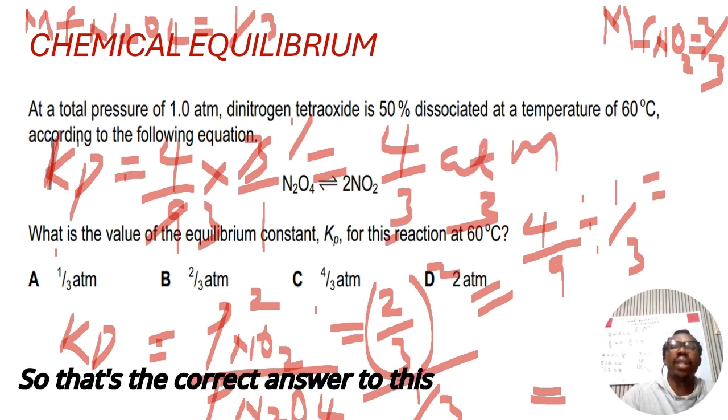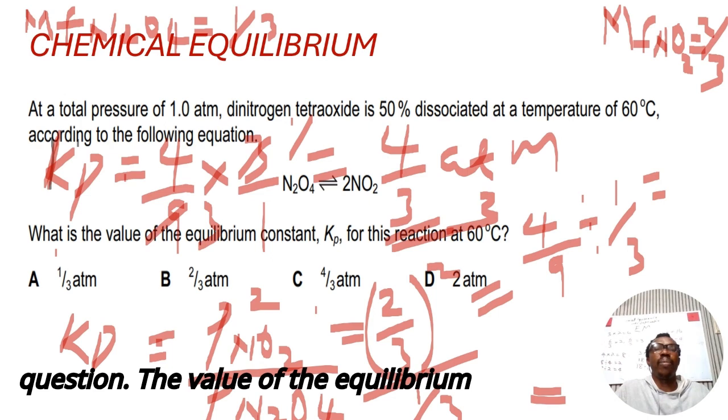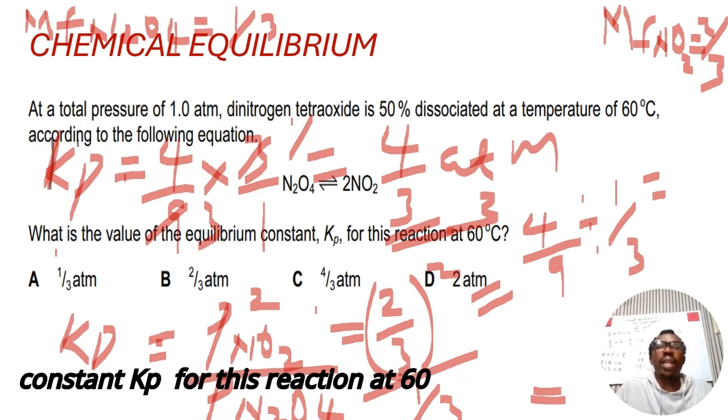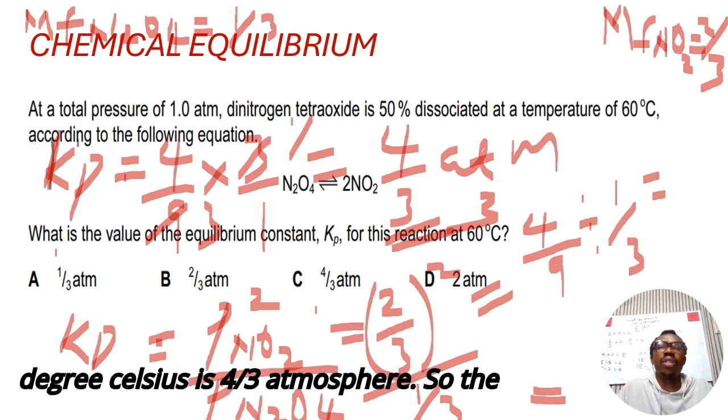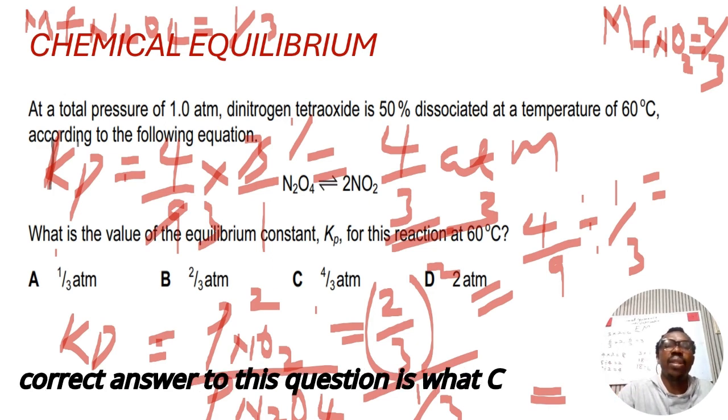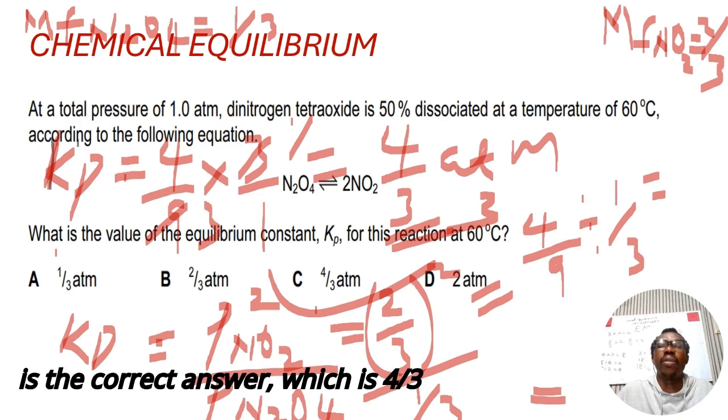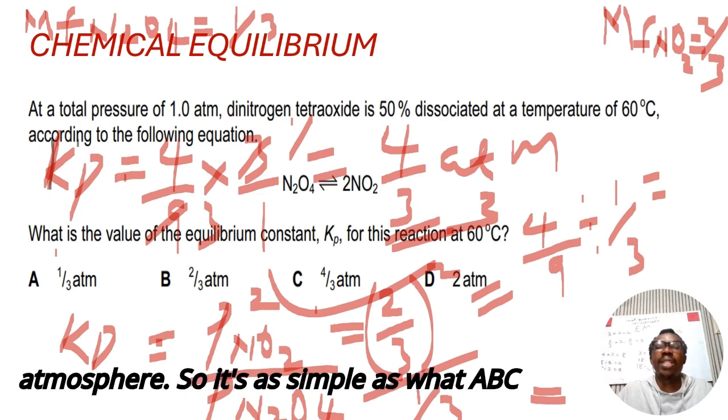So that is the correct answer to this question. The value of the equilibrium constant Kp for this reaction at 60 degrees Celsius is 4/3 atmosphere. So the correct answer to this question is what? C. C is the correct answer, which is 4/3 atmosphere.